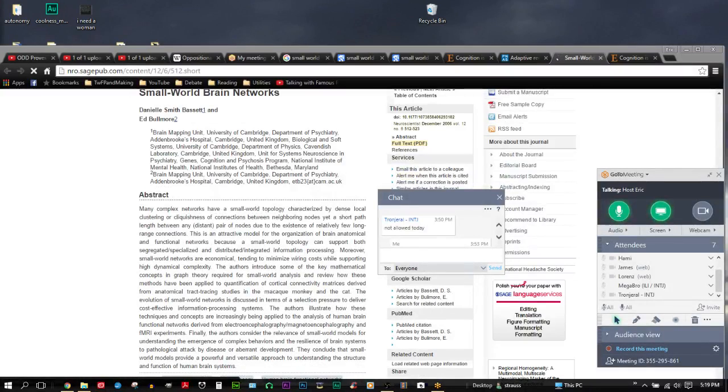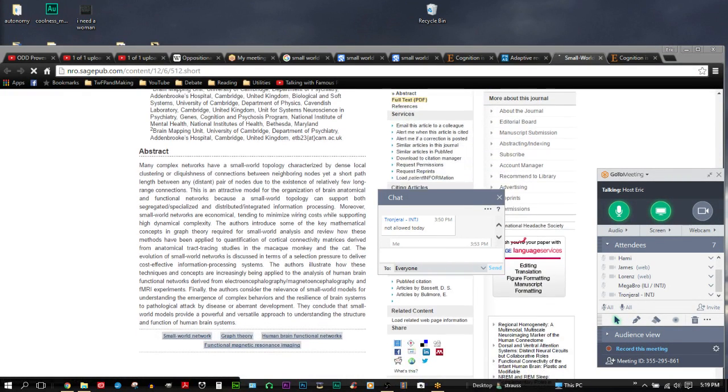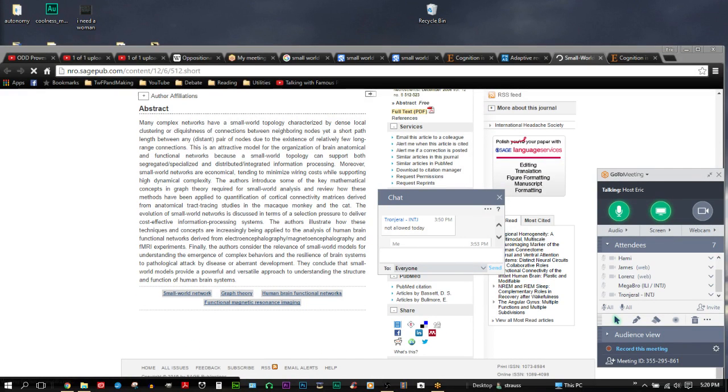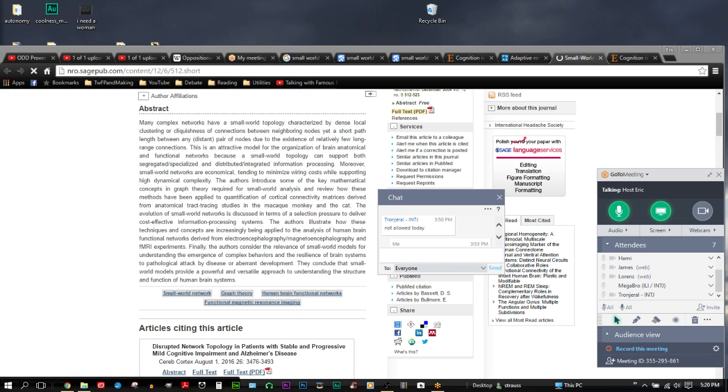This says here, about small world brain networks. Many complex networks have a small world topology characterized by dense local clustering or cliquishness of connections between neighboring nodes, yet a short path length between any distinct pair of nodes due to the existence of relatively few long-range connections. This is an attractive model for the organization of brain anatomical and functional networks because a small world topology can support both segregated, specialized, and distributed integrated information processing. Moreover, small world networks are economical, tending to minimize wiring costs while supporting high dynamical complexity.